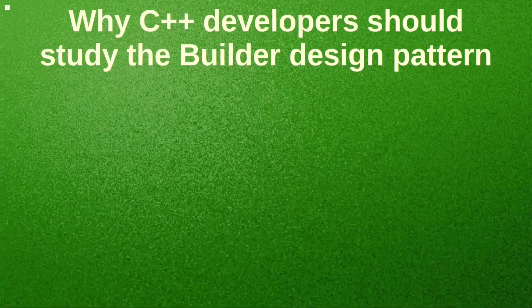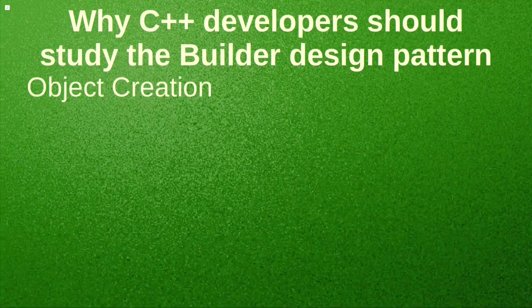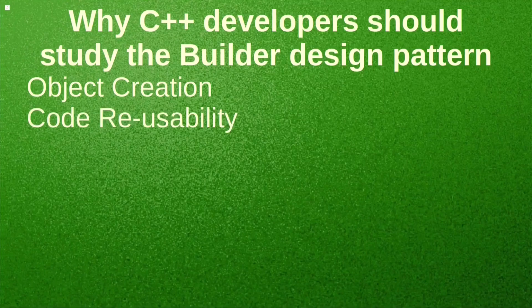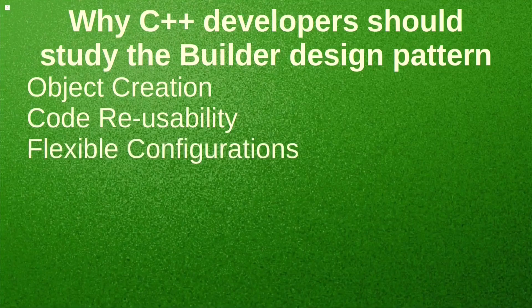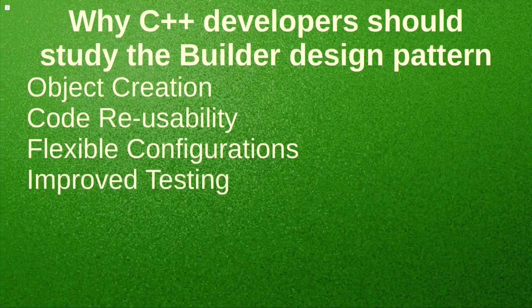Here are some reasons why a C++ programmer would benefit from learning and studying the builder design pattern. Object creation helps simplify complex object creation, improving code readability and maintainability in C++. Code reusability encourages code reuse by separating the construction process from the representation of objects. Flexible configurations provides flexibility in configuring objects by enabling incremental and customizable construction steps. Improved testing enhances unit testing by allowing the construction of objects in controlled and specific ways.